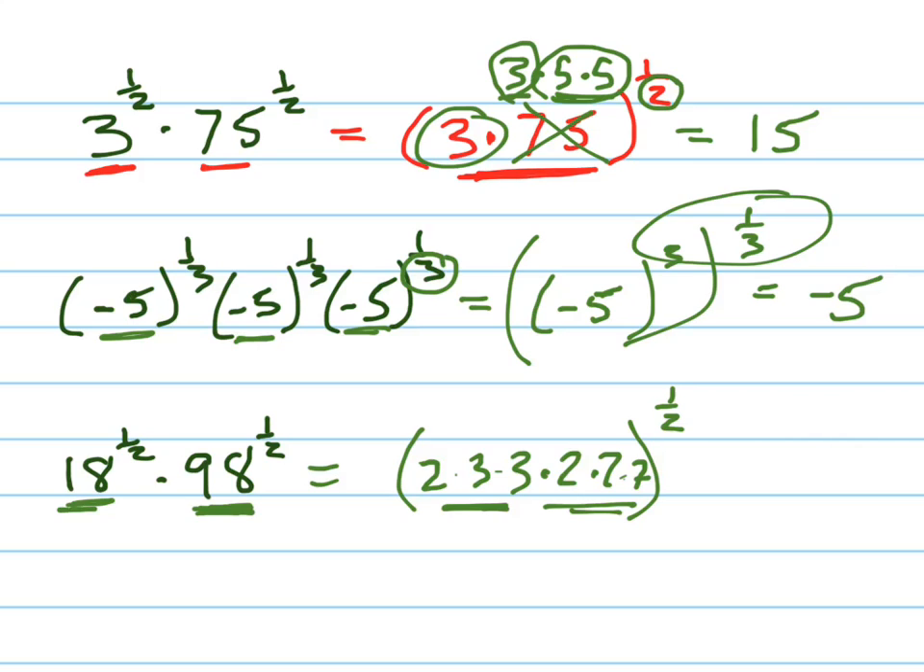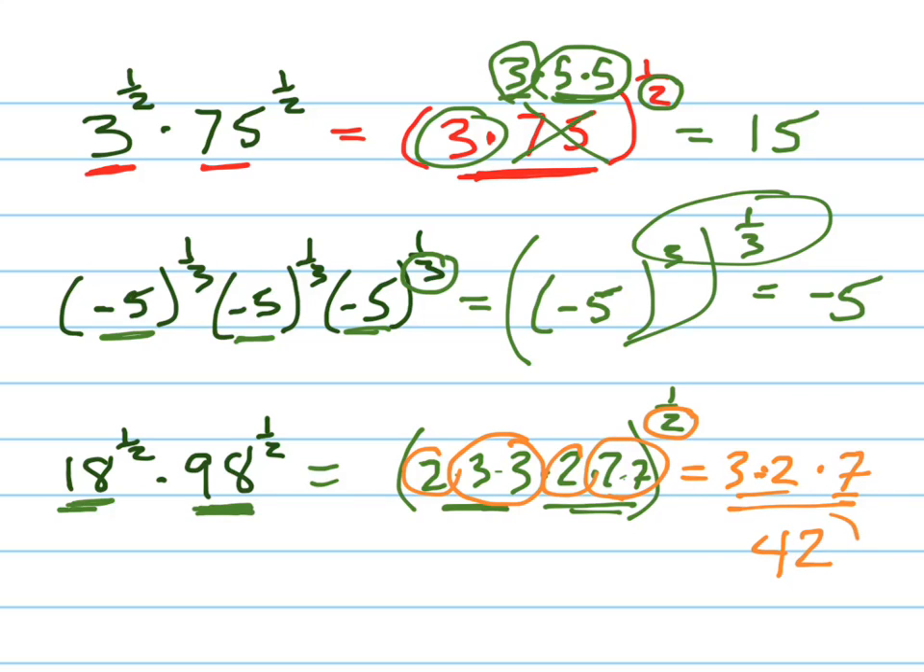We can look for doubles. What do I have? I've got 2 3s here, so a 3 comes out. I've got 2 2s here, so a 2 comes out, because 2 times 2 is 4. Square root of 4 is 2. And 2 7s here, so a 7 comes out, because again, I'm taking the square root of everything, the half power of everything. Now I do what with these things? Just multiply. Multiply them all together. 6 times 7 is 42.